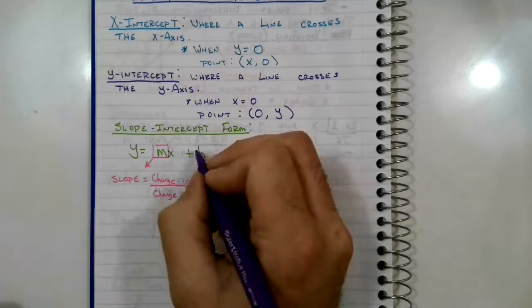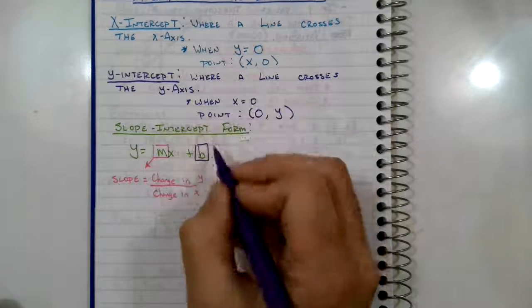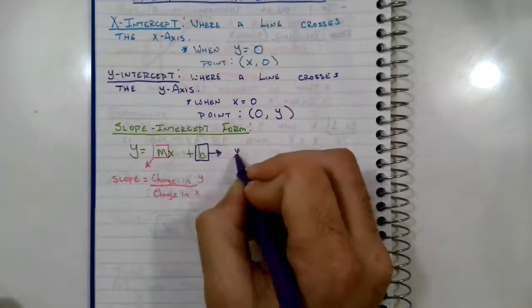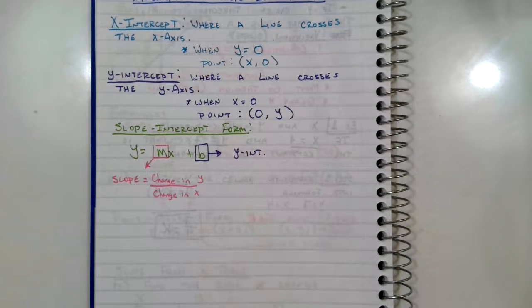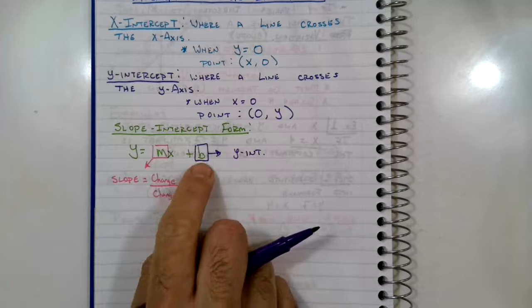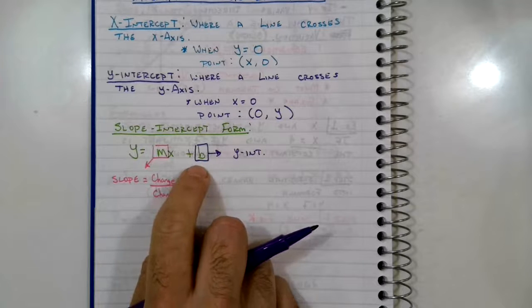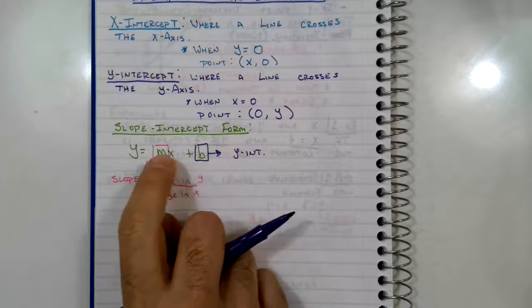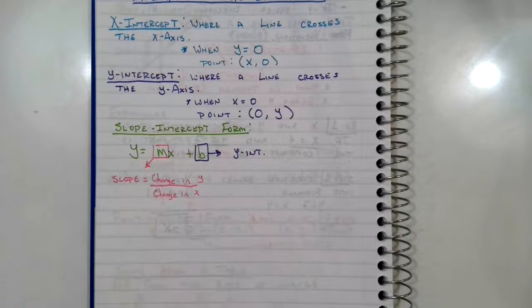And b is just what we described up here. This is your y-intercept. It's where the line crosses your y-axis. This point is important because this is where we'll start when we graph. This is what you use to find different points on the graph. All right. So we're going to do an example.